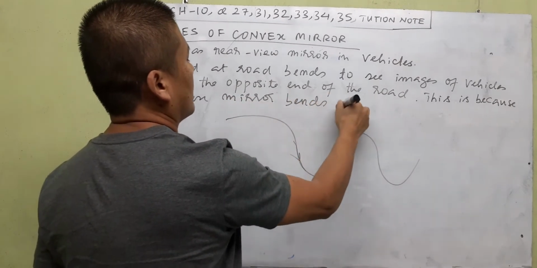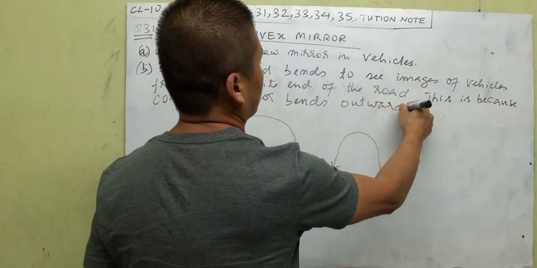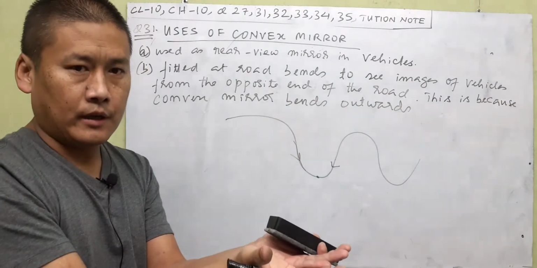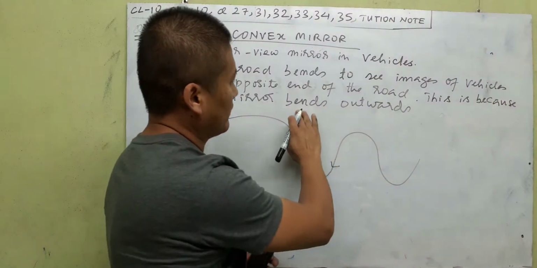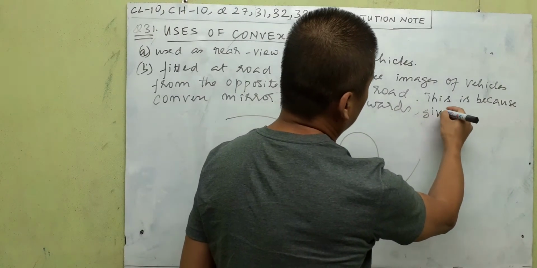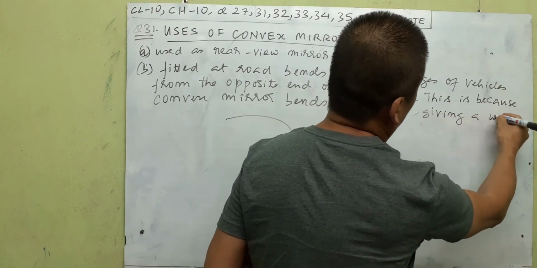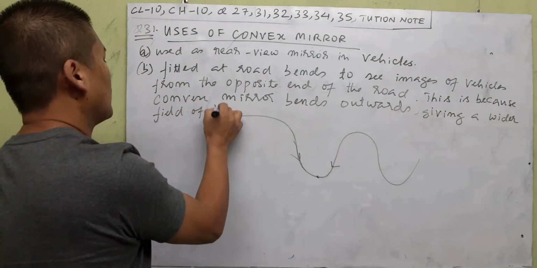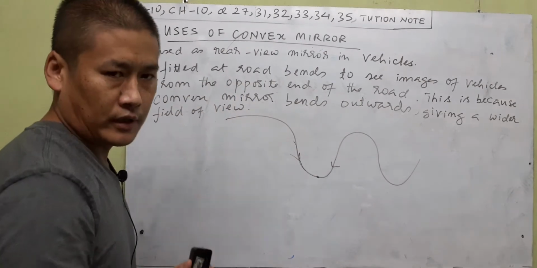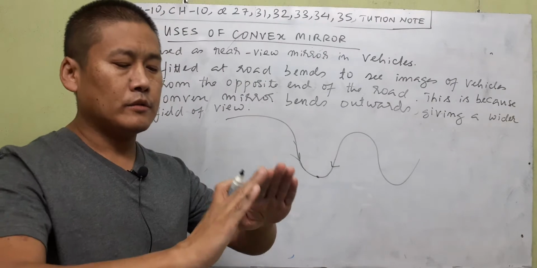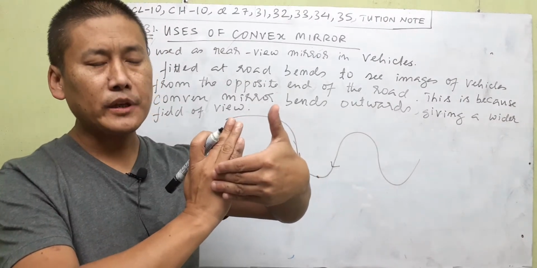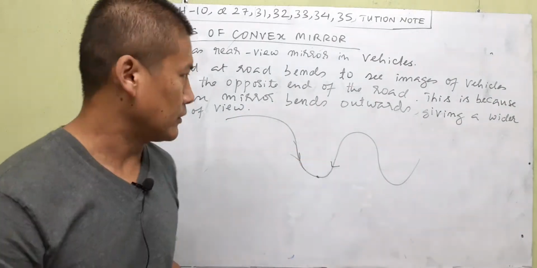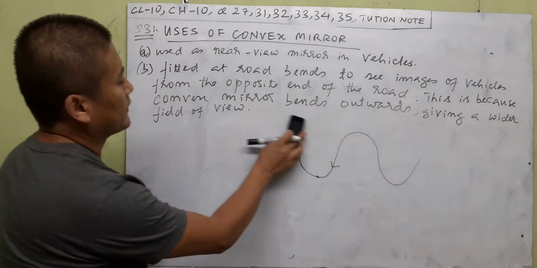bend outwards. You know this one by definition, that the mirror whose reflecting surface bends outward is the convex; one that bends inwards like the inside of a spoon is concave. But convex bends outwards, giving a bigger, or we can call it wider, field of view than a concave or a plane mirror, because it's bent outside, so you can capture the image of so many objects at different angles. If we use concave, then we won't be able to do that, right? So this is the second use of convex, use at road bends.